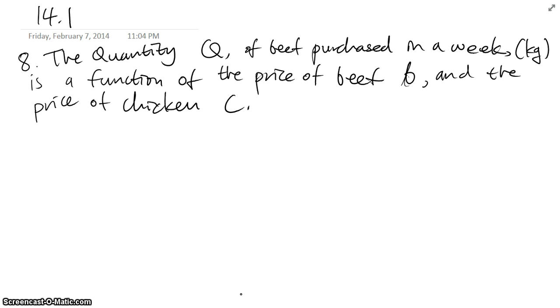Part A asks, do you expect partial Q over partial B to be positive or negative? I think this is the economic problem about substitutes, but A is easier than B in the way that beef's price is directly relevant to the demand for beef. If the price goes too much up, we're not going to purchase as much beef as we used to because you can't afford that much.